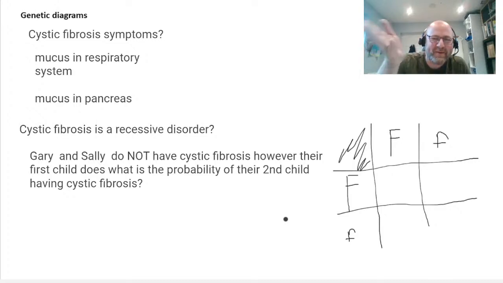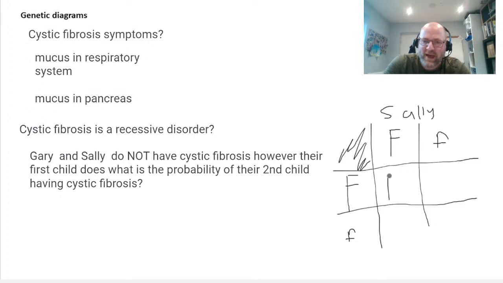Alright guys, how do we know that Sally and Gary, they don't have the condition, but because one of their children did, they both must be carrying the recessive one. So you've got to do a bit of detective work, and then you do the cross like this: big F, big F, big F, little f.